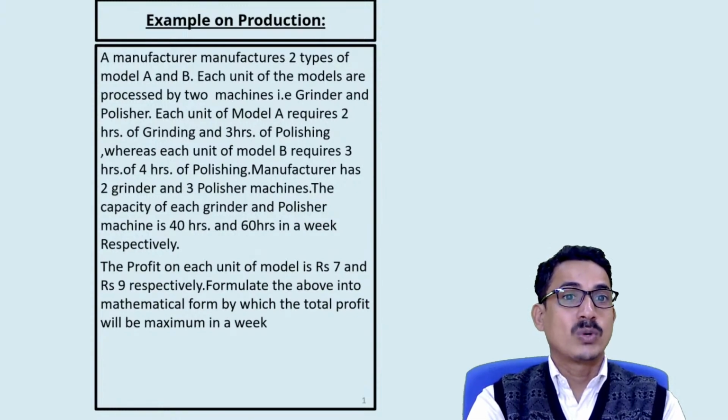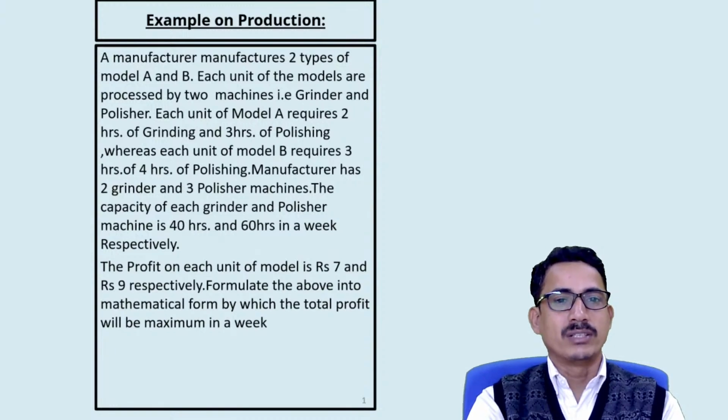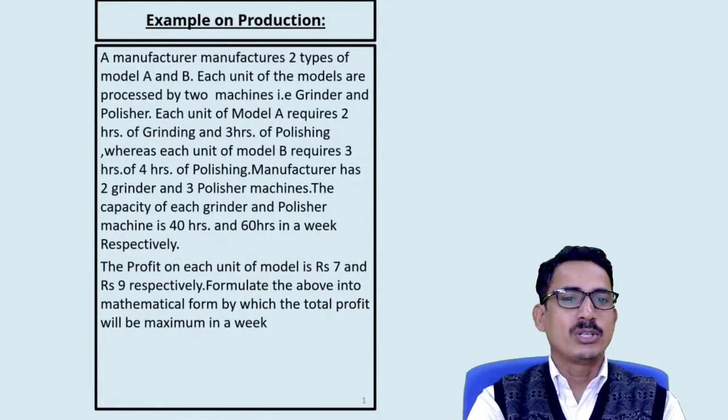In the previous case, what did you observe? Product A required machine 1, machine 2, machine 3. But here it is again grinding and polishing. The name of the machine is specified. Model A requires 2 hours of grinding and 3 hours of polishing, whereas each unit of model B requires 3 hours of grinding and 4 hours of polishing. But the manufacturer has 2 grinder and 3 polisher machines.